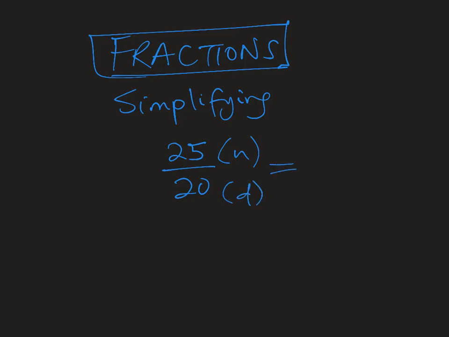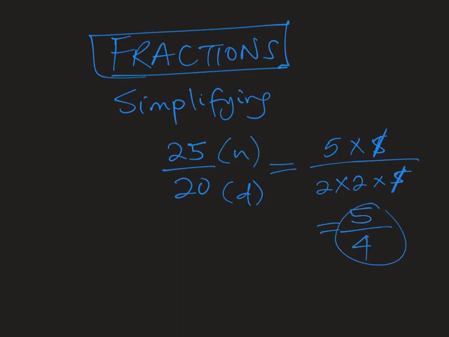So we know that 25 is the same thing as 5 times 5, by the way, and 20 is the same thing as 2 times 2 times 5. This is one approach to look at in doing this. So if we prime factorize 25 and 20 and we have the individual factors that make up these numbers, we know that we can cancel the 5 and we can cancel the 5. So all you're left with is 5 over 4. So we have simplified 25 over 20 to 5 over 4.